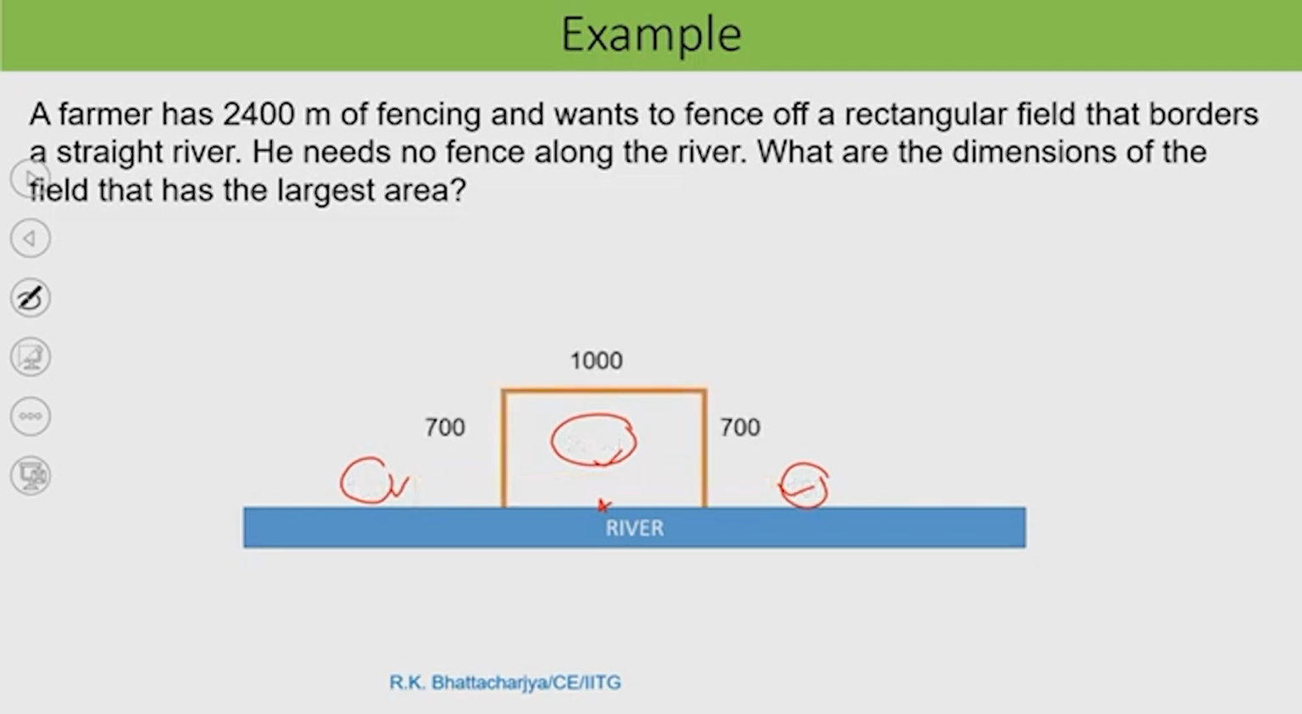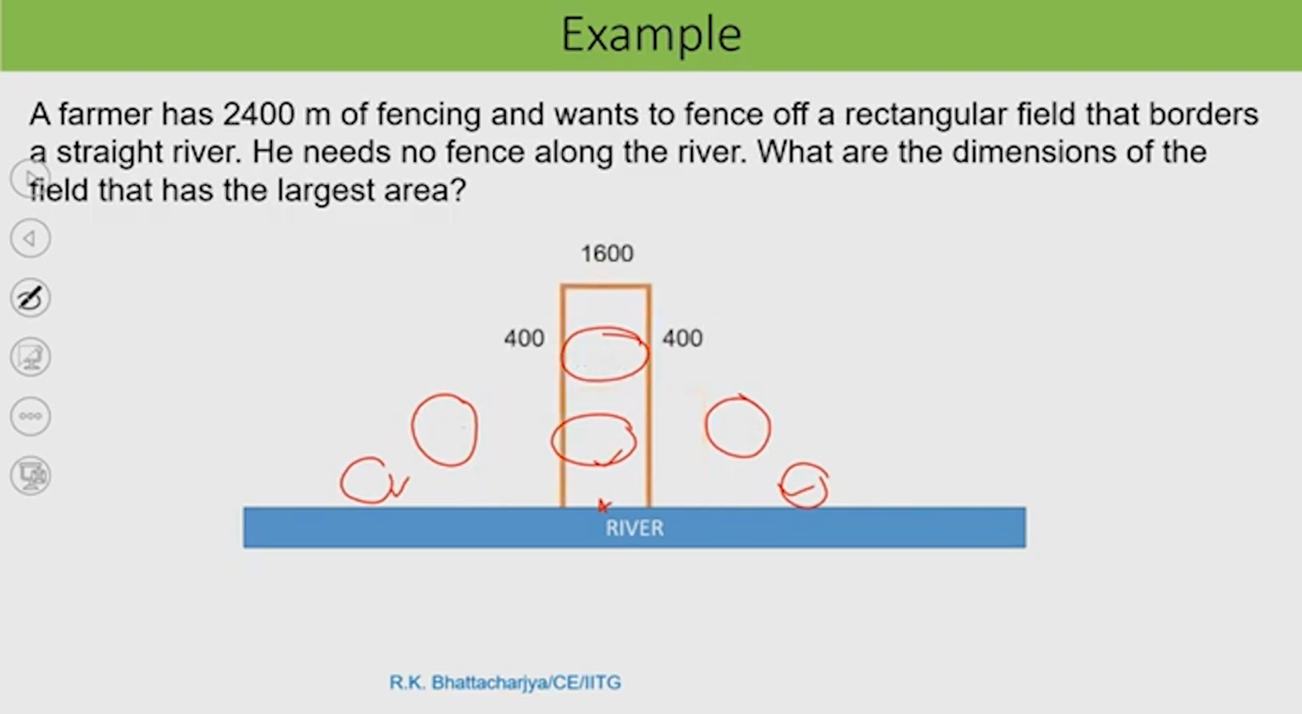Now, a second solution is maybe 700 meter here, 700 meter here, and 1000 here. So, this is also a solution, and the third one is I can put 400 on this side, 400 on this side, and 1600 on this side. So, these are possible solutions of this particular problem. Now, what do you have to do? We need to find the dimensions of this rectangle so that, using the 2400 meter of fencing, the area will be the largest area. So, this is an optimization model.